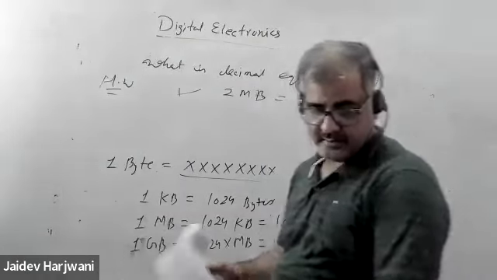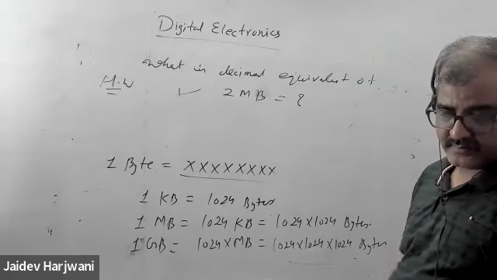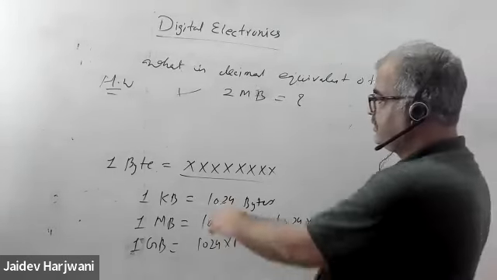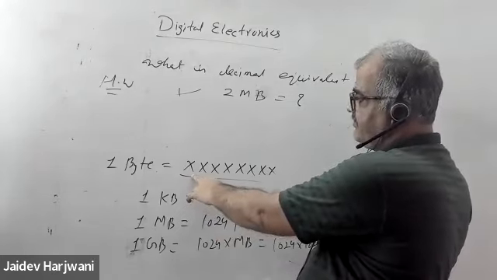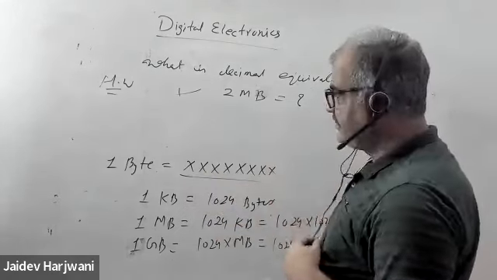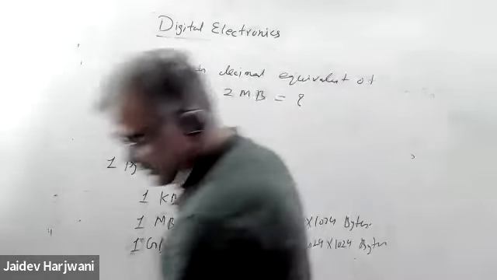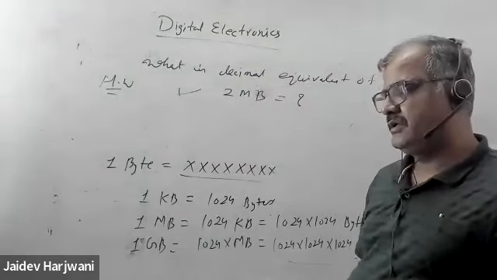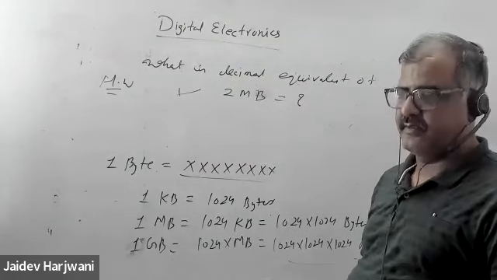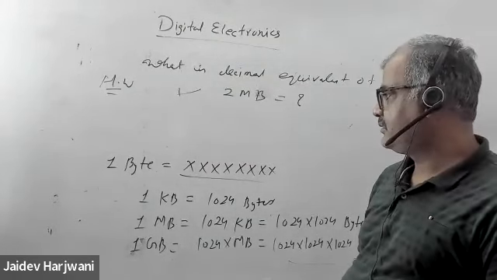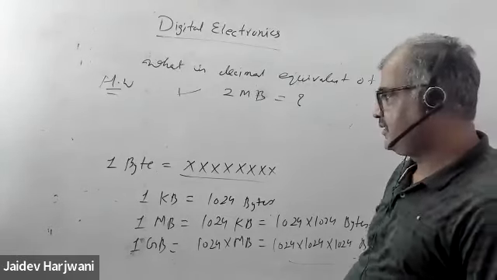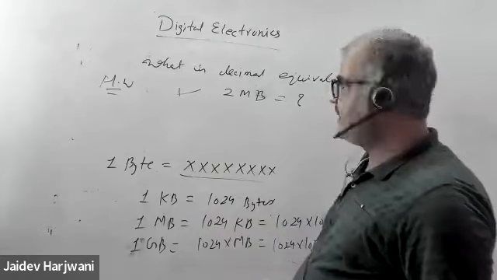Now here, which is x? x is 1 bit. If there are 8 x, that is 1 byte. And 1 x equals how much? 1 x is 1 bit. Is there any value of x, or x can be just 0 or 1 in the binary number system? Okay, sir. So it can be anything, 0 or 1.